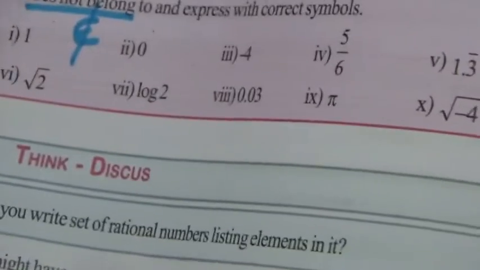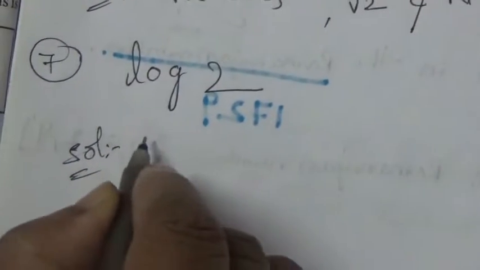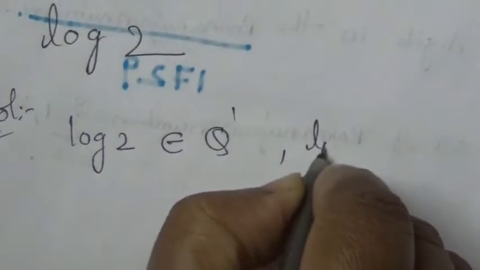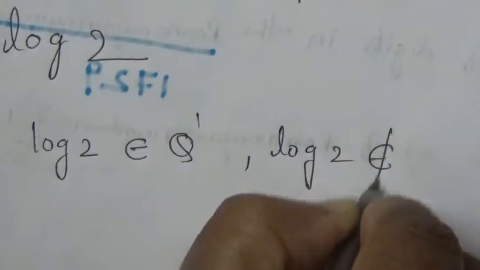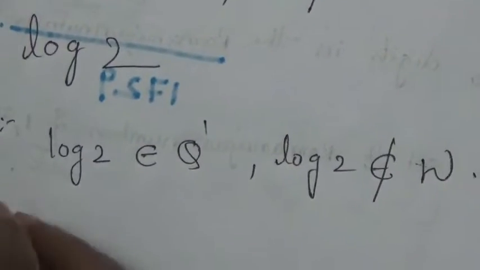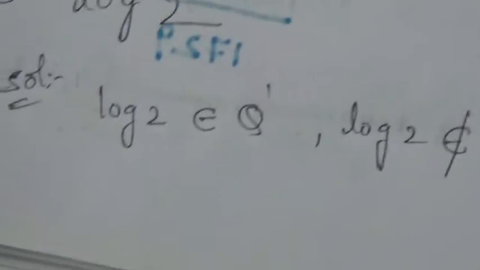Seventh solution, that is log 2. Log 2 value, we have after the decimal so many numbers which are terminating and non-terminating decimals, right? So log 2 belongs to irrational numbers, and log 2 does not belong to whole numbers.